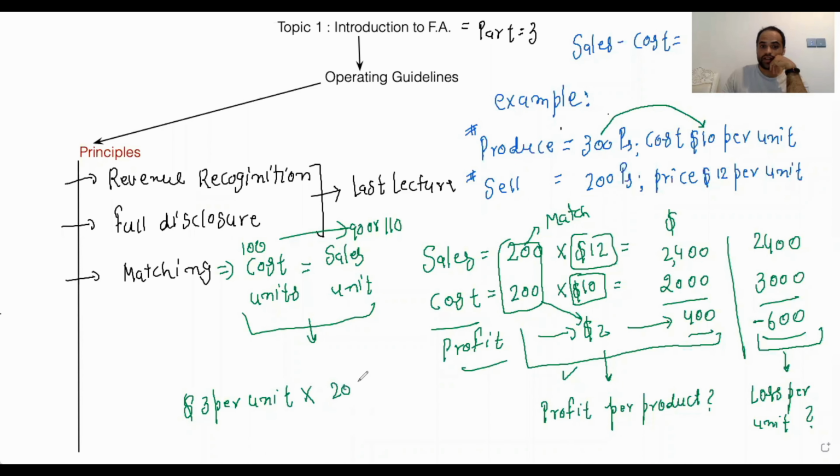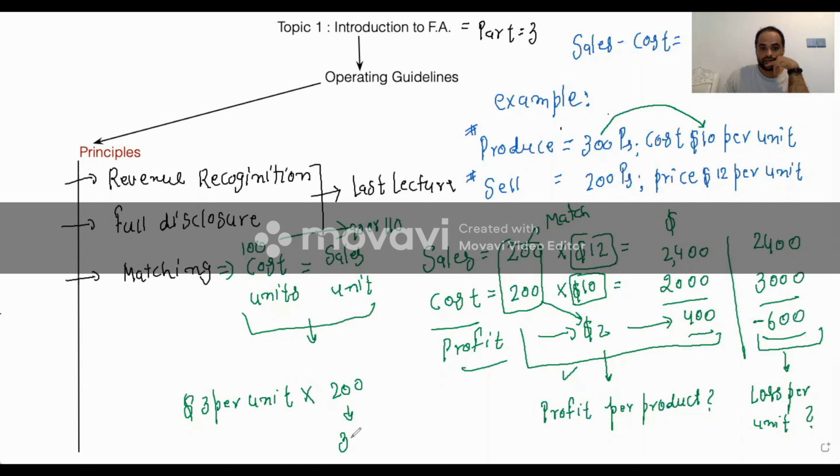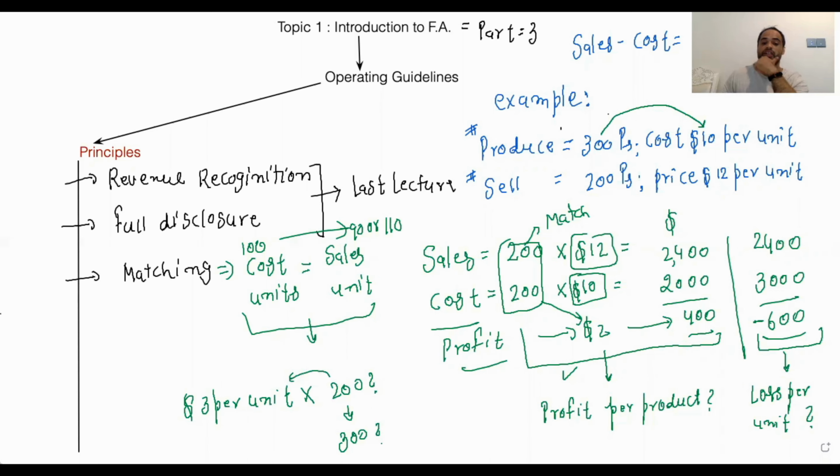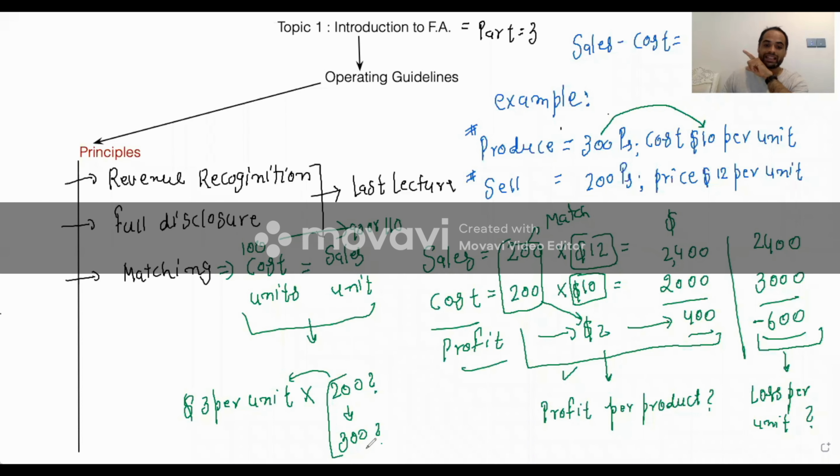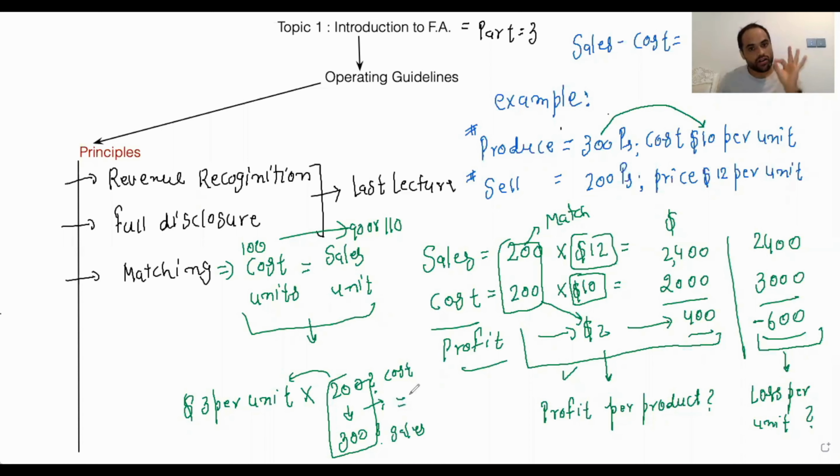Multiply by 200. Why not 300? Why are you multiplying by 200? We don't know. Either we should multiply by 200 or by 300, because these units are not the same. That's why these units must be the same. The cost units and sales units must be equal, so we can calculate the right amount of profit or loss. That is the meaning of the matching principle.